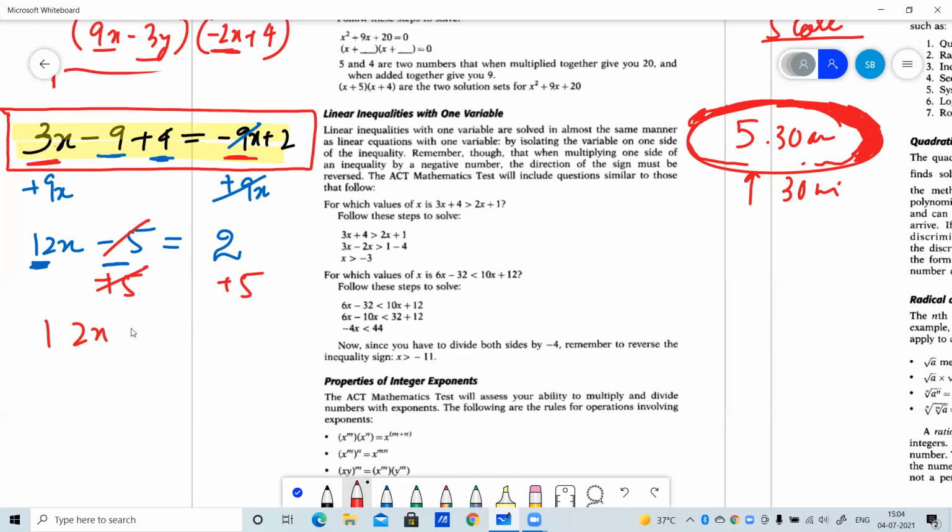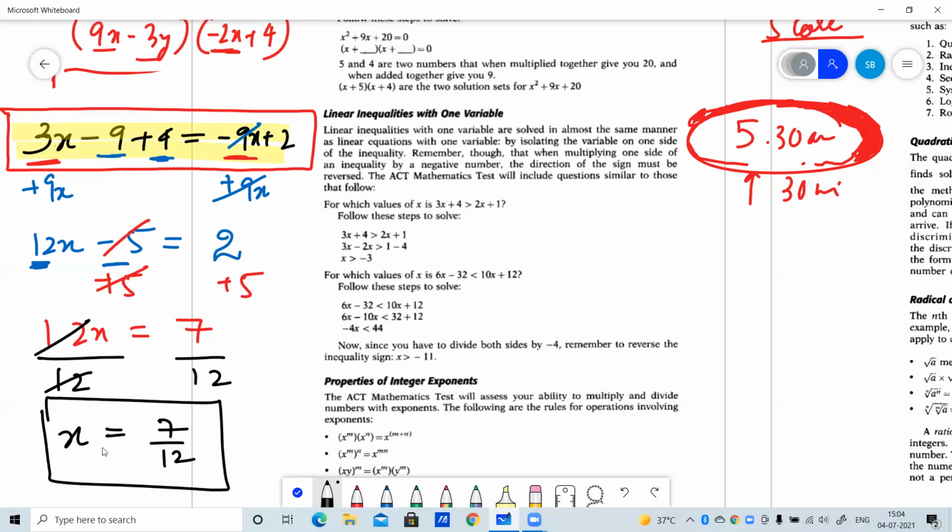So 12x equals 7. And after this, how can we get only x? Divide by 12, both sides. So you'll get x equals 7 divided by 12, and that is the answer. x is equal to 7 divided by 12. So that is the answer for this equation.